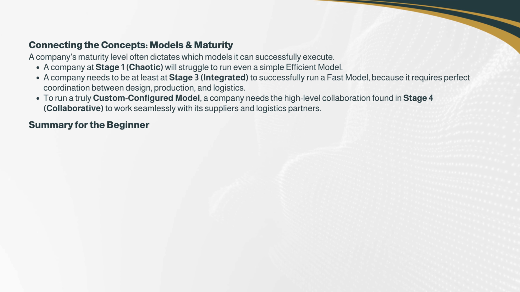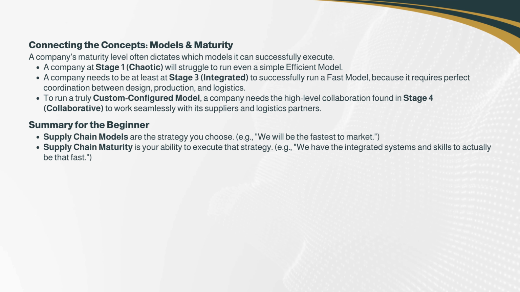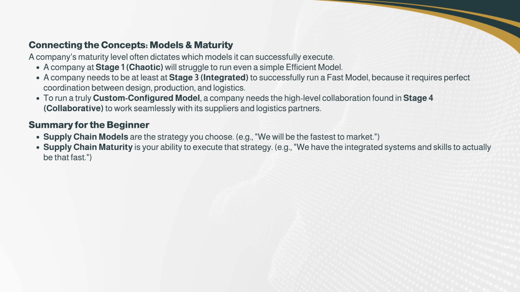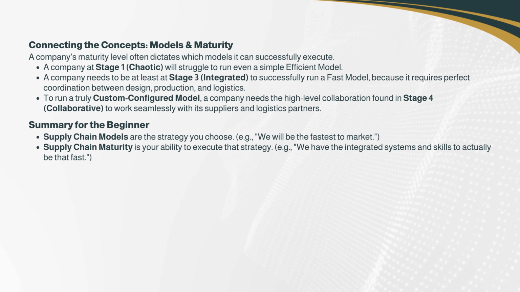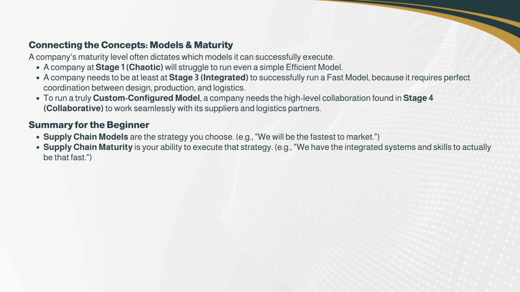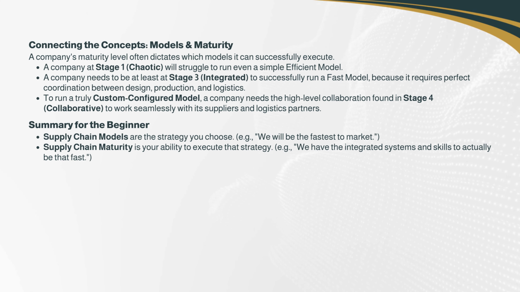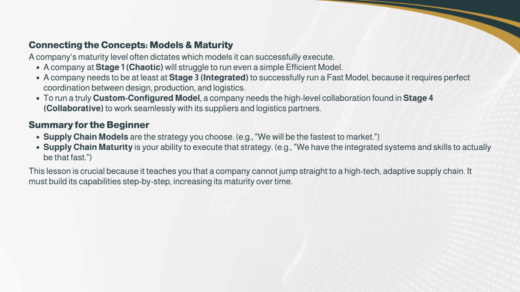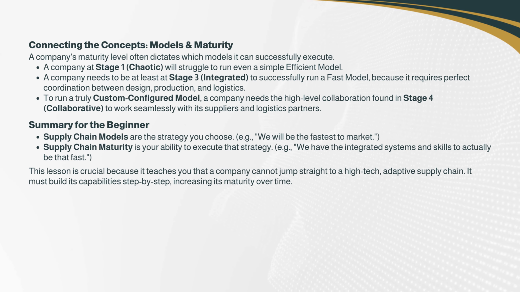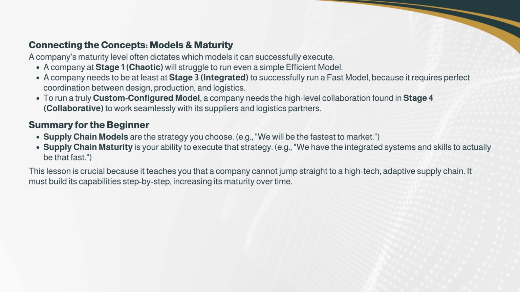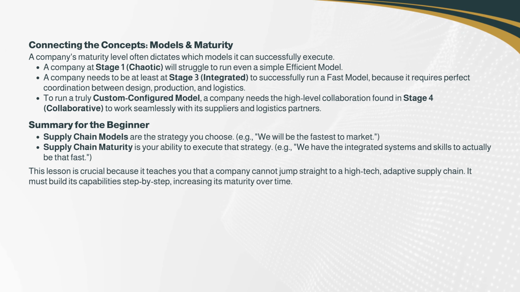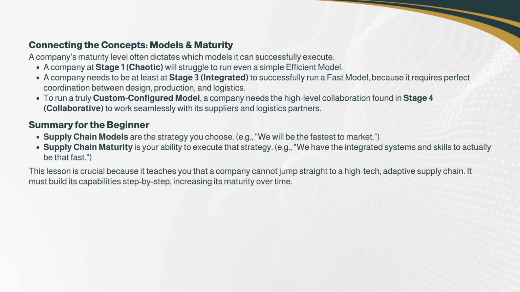Summary for the beginner. Supply chain models are the strategy you choose. E.g., we will be the fastest to market. Supply chain maturity is your ability to execute that strategy. E.g., we have the integrated systems and skills to actually be that fast. This lesson is crucial because it teaches you that a company cannot jump straight to a high-tech, adaptive supply chain. It must build its capabilities step by step, increasing its maturity over time.